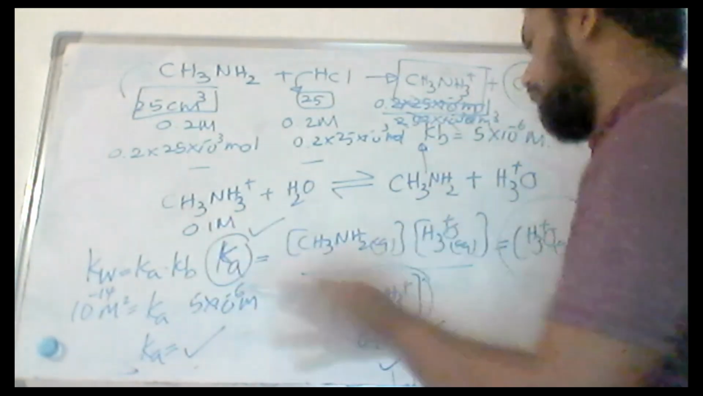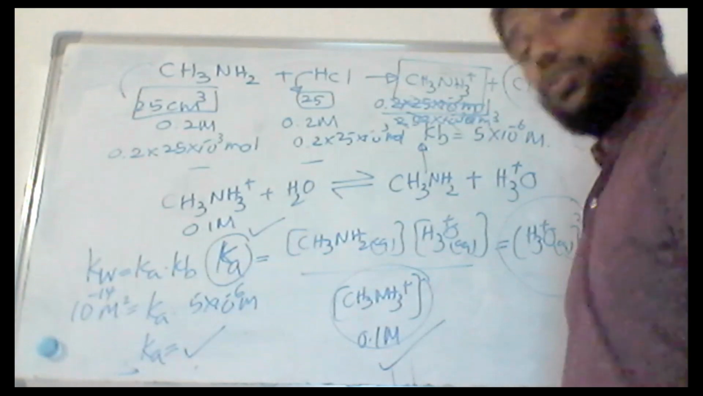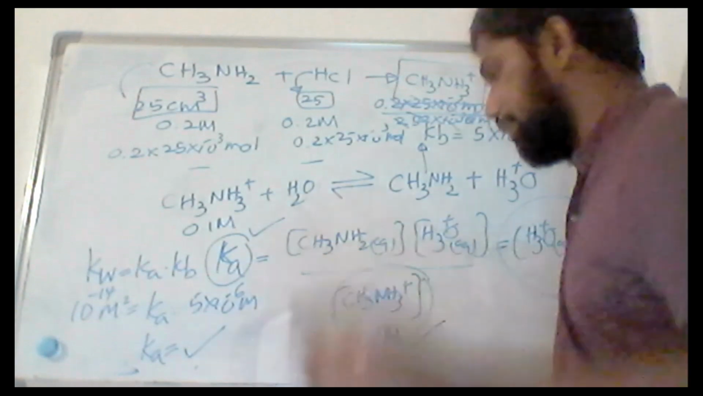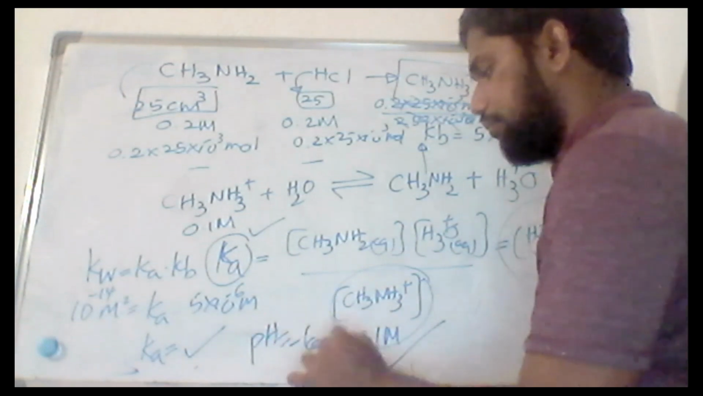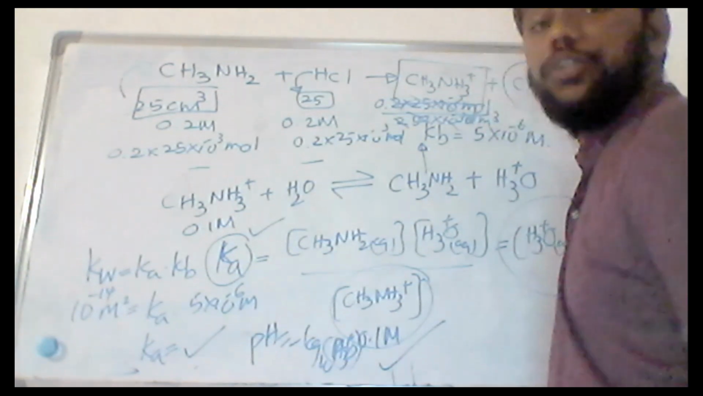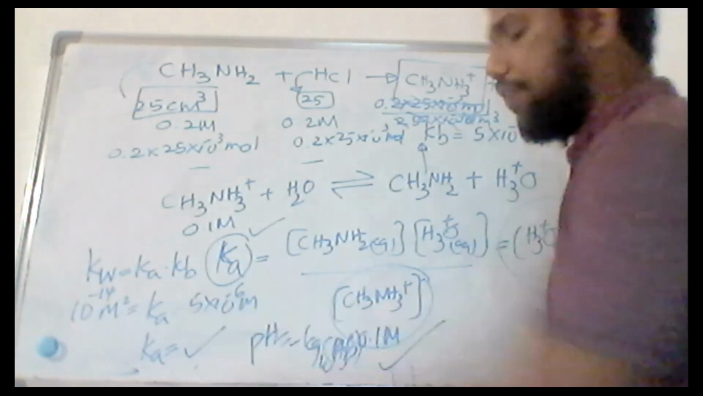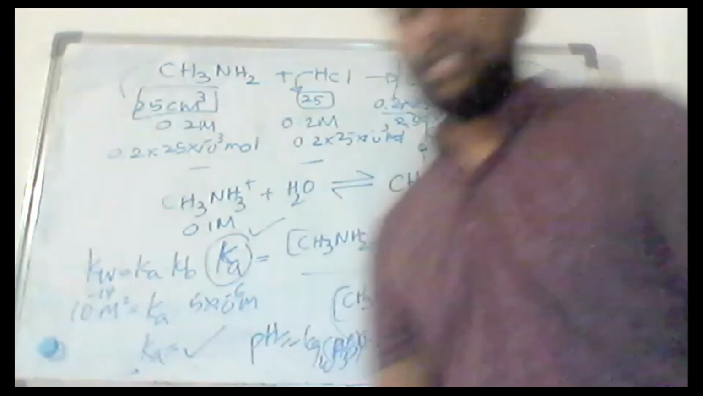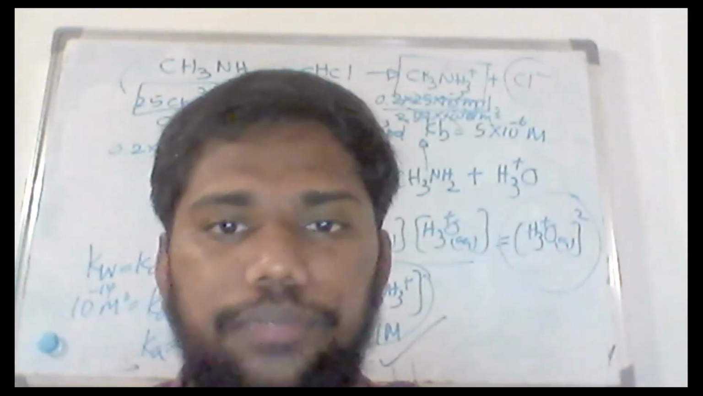Okay, so here you have to find this one, you know this one, and you know this one, and the only thing that you don't know is the H3O+(aq) concentration. So you can find the H3O+(aq) concentration. And then you can plug here, right? pH is equal to minus log of the H3O+ concentration. So you have to put here and find pH. Okay, so that is a very typical question that we discuss in the theory class.